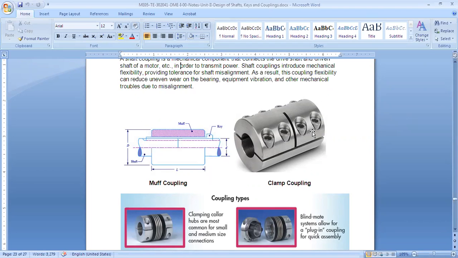So here if you see the second diagram, it is a clamp coupling. Inside, one shaft will be on one side, the other shaft will be on the other side, and they will be clamped by nuts and bolts, right? So basically when we tightly clamp it, it is assumed that it will not freely rotate, and it will take the torque from the input shaft and give it to the output shaft, right? So this is a clamp coupling.